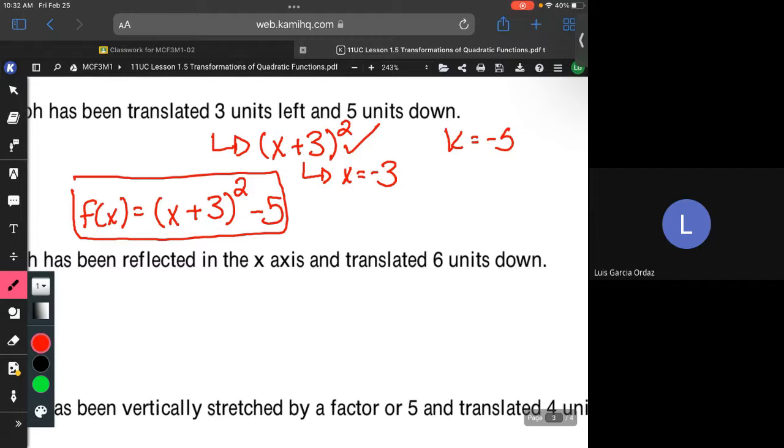Remember, when you're translating from words to an equation, when it says 5 units left, your bracket is going to be x plus a number. If it says something units to the right, your bracket is going to have x minus the number.